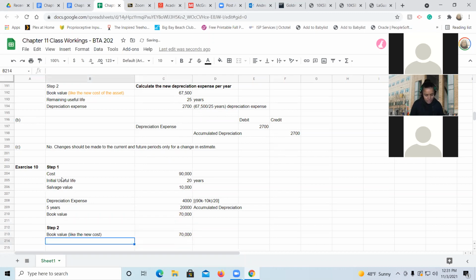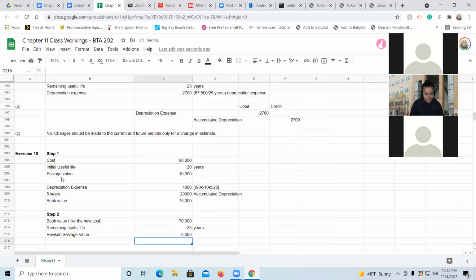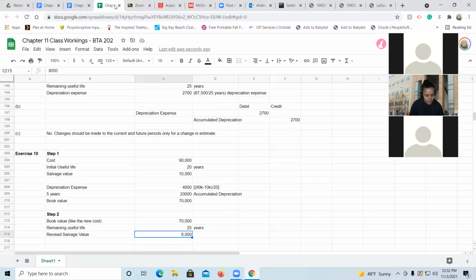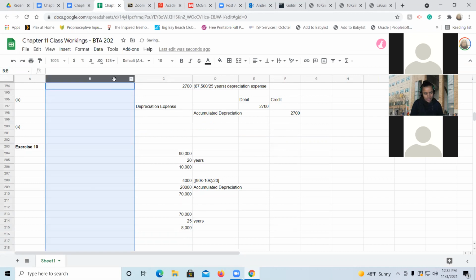You have to look at the remaining useful life. It's still going to be 25 years, because that's what the question said, an additional 25 years. And now it's a revised salvage value, or the residual value, of 8,000. Based on the question, just to confirm, salvage value is 8,000. So your depreciation expense now, you're doing this.